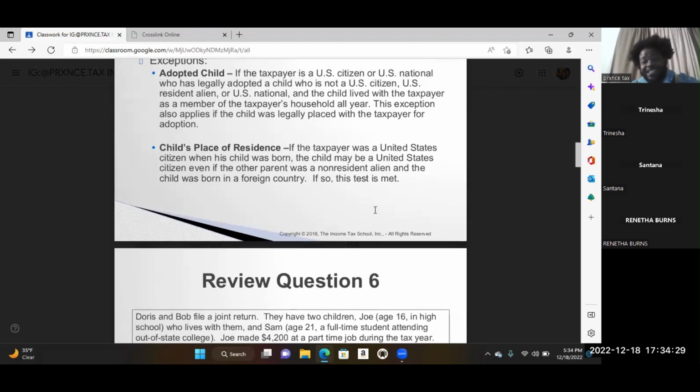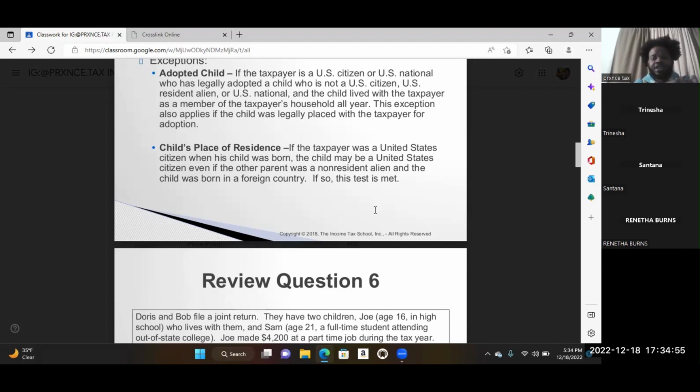Child's place of residence. This is very important. Where the child lives, the school residency, you want to make sure everything matches up because that's how the IRS verifies information. So if somebody were to claim a child and receive a refund, then they get a letter in the mail saying, hey, you weren't supposed to claim this child. This is what's going on, and you need to prove this now.